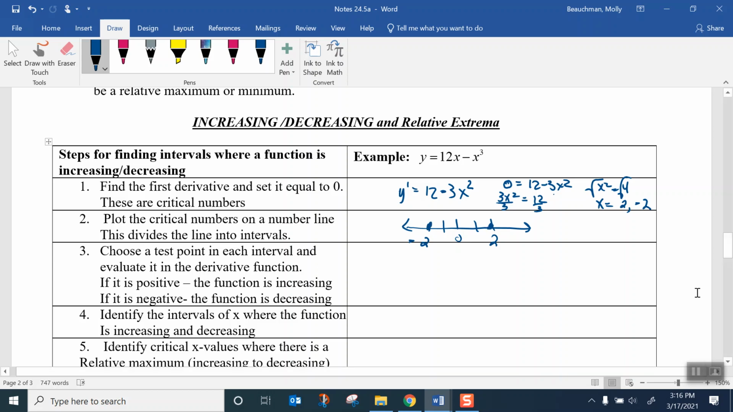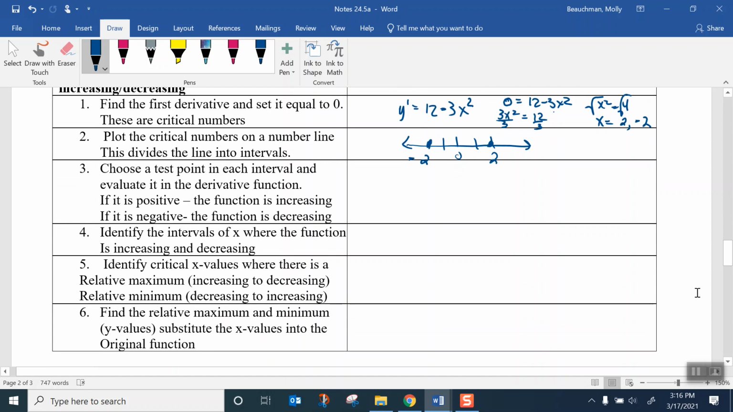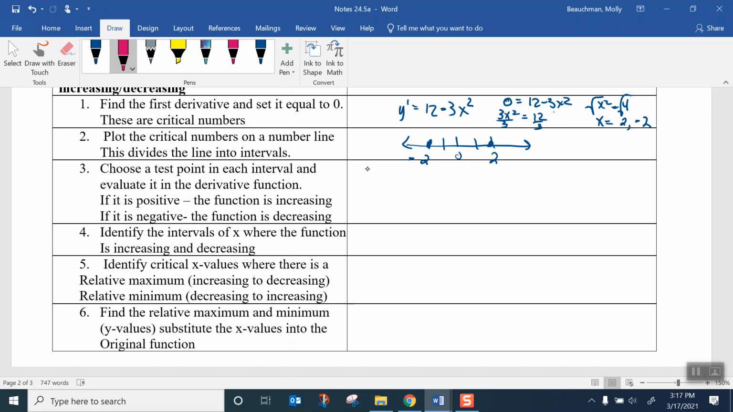So what I want to know is, I'm going to choose a test point in each interval and evaluate it in the derivative. If it's positive, then the function is increasing in that interval. If it's negative, the function is decreasing. So we use the derivative to tell whether a function is increasing or decreasing. So I'm going to select a point, f prime, to the left of -2. Then I'm going to select a coordinate in between -2 and 2, and then select a coordinate greater than 2, an x value. And I'm going to substitute each of these into the derivative.